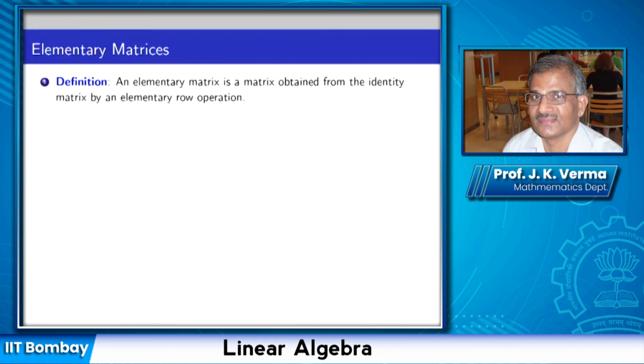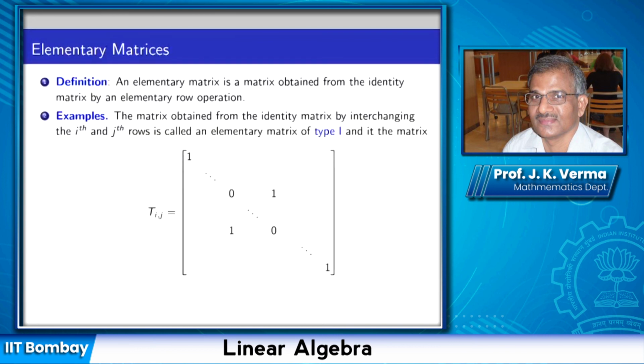So let's look at what they look like. The matrix obtained from identity matrix by interchanging ith and jth row is called elementary matrix of type 1, and it is like this. So there are two rows here. We started with identity matrix, but we interchange ith row with jth row, and here I'm saying i is less than j. So the ith row is exchanged with the jth row. Then I get this matrix Tij. T for transposition. We are interchanging the ith row with jth row. This is called a transposition, and so we denote this matrix by Tij. That is the first type of elementary matrix.